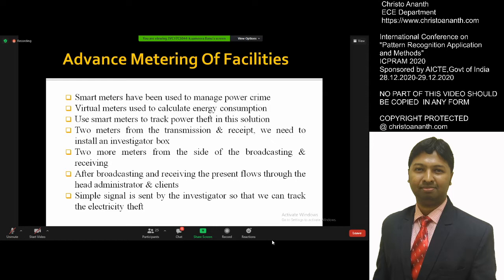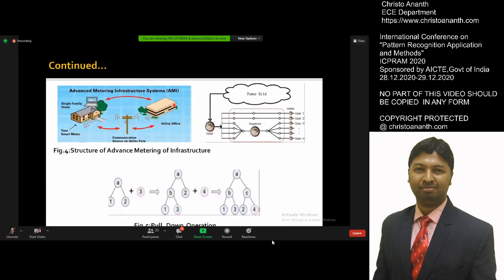Now I am going to explain advanced metering infrastructure. Here, smart meters are used to detect power theft, to manage power crimes, and to track power theft. Virtual meters are used to calculate power and energy utilization. If any theft or power crime happens, there is a change in load current, and that signal will be sent to the authorized user so that the electrical theft can be easily tracked. Next, these are the diagrams of the advanced metering infrastructure system.